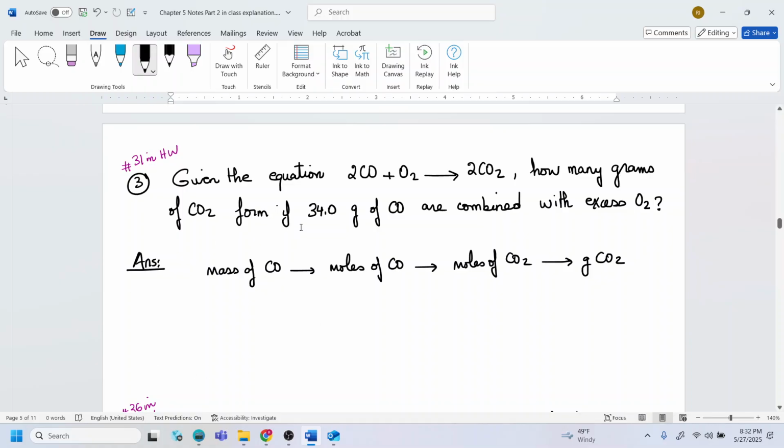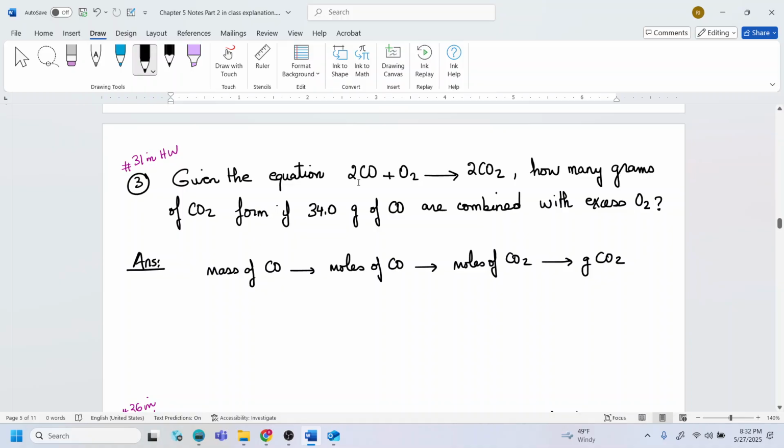This is the same concept. I am given a chemical equation. Carbon monoxide reacts with oxygen to produce carbon dioxide. Balance your chemical equation. And the question says, how many grams of carbon dioxide form if 34 grams of carbon monoxide are combined with excess oxygen?